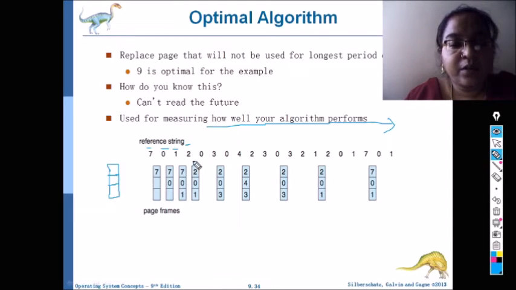I mean we are going to replace 2 with 7. So we are replacing it here, and we have 2, 0 and 1. For 0 there is no page fault. For 3 there is a page fault here.